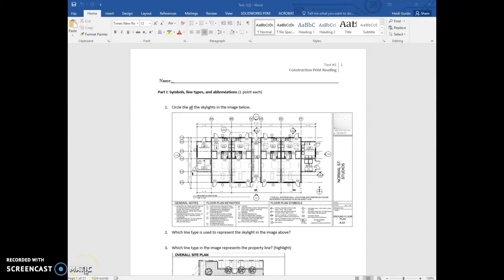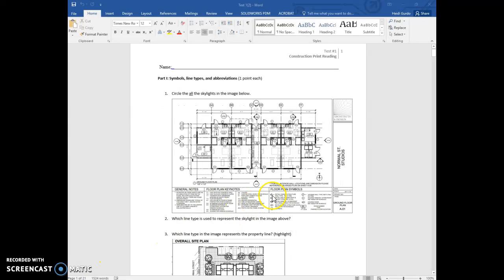Hi class, this video is to review test number 1. I'm going to start first with part 1, number 1. The first one, you've seen this before in class. It says circle all the skylights in the image below.